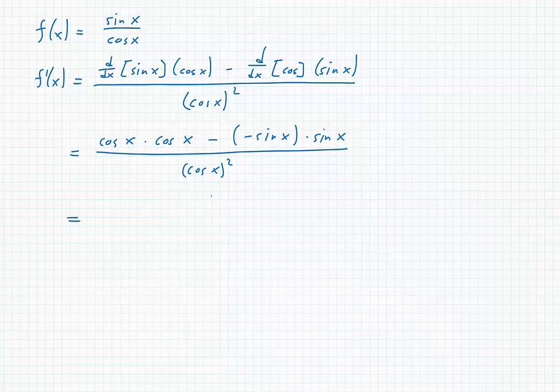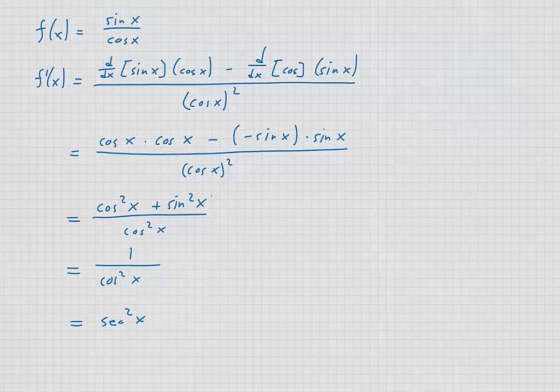So if we take care of this minus of a negative in the middle here, we're going to end up with cosine squared plus sine squared of x, all divided by cosine squared of x. And that's the same thing as 1 divided by the cosine squared of x. Cosine squared plus sine squared, that's a Pythagorean identity, that's equal to 1. So the top becomes 1, bottom still cosine squared, and we can rewrite that as the secant squared of x.